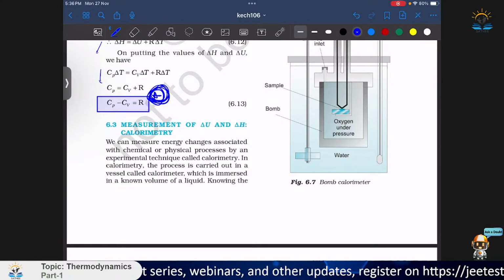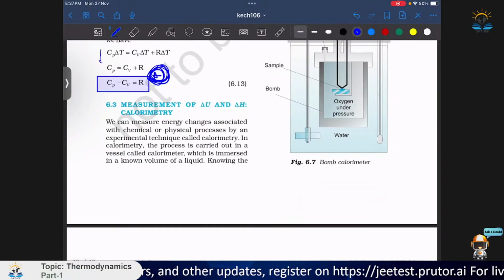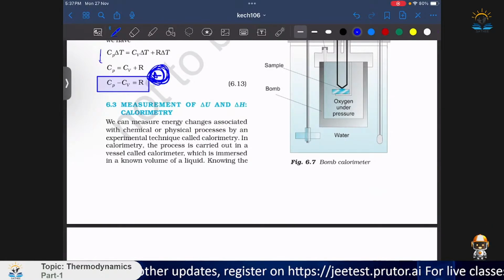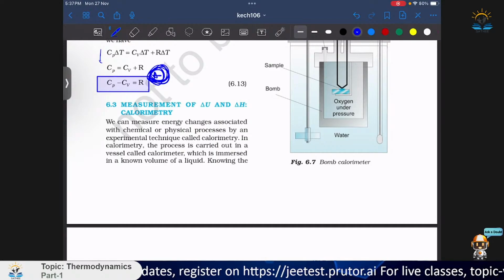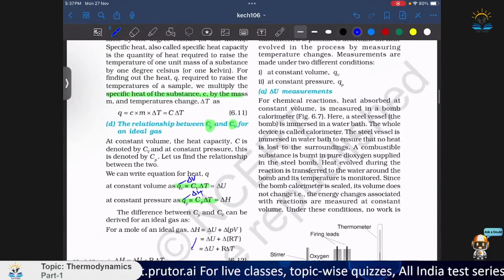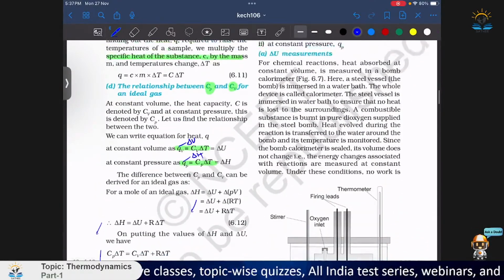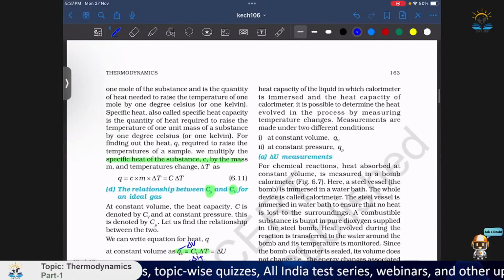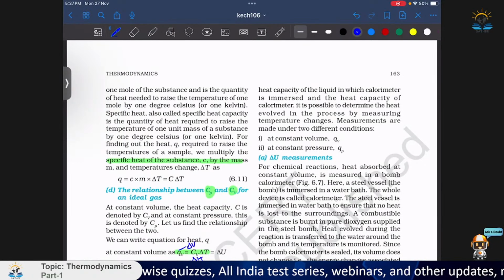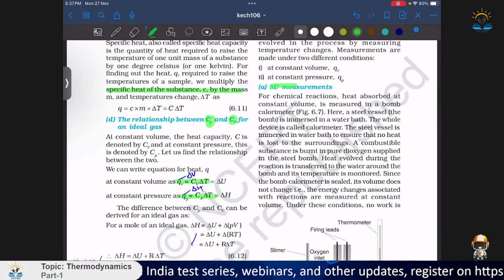Measurement of delta U and delta H: calorimetry. So what is calorimetry? Calorimetry is the study of change in heat, work done, heat involved, and all of that. To do calorimetry, we need a calorimeter. Usually a bomb calorimeter is involved, in which the volume is constant, and we can easily measure the temperature change. Next, let's see how the change in internal energy, delta U, is measured.